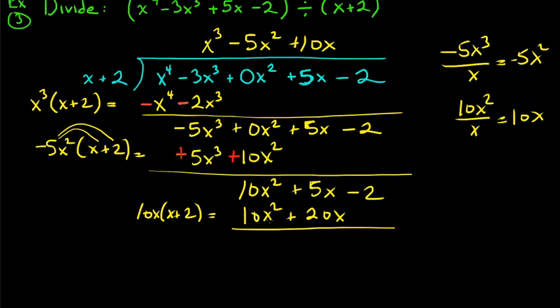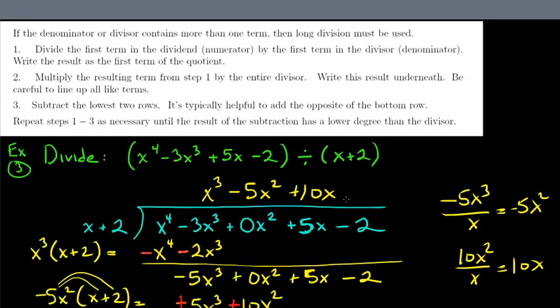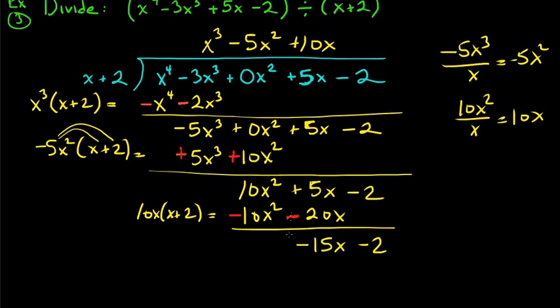Step 3, don't forget to flip the signs. So this is minus 10x squared minus 20x. So not plus anymore, minus 20x. So we get 0x squared and then negative 15x minus 2. Okay, so that was step 3, right? So I think we're on round 4 already. Round 4 is to go back to step 1, divide the negative 15x by the x. Right, yeah, the x's cancel, you just get negative 15.